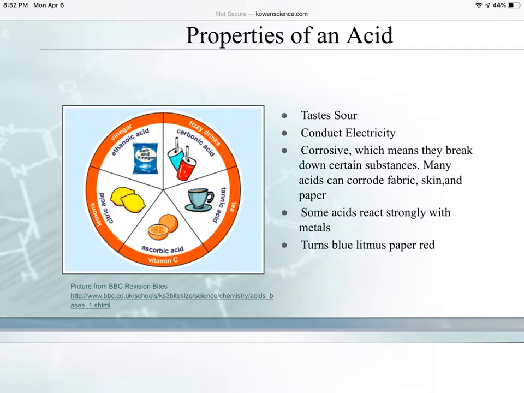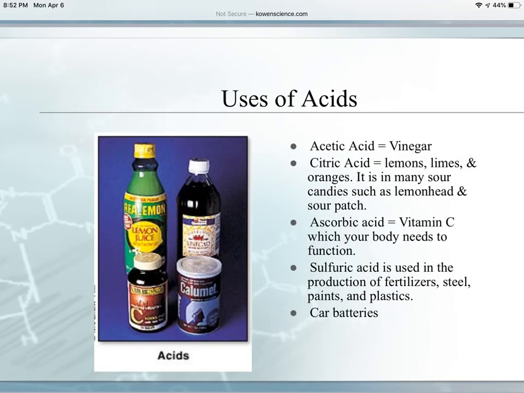Going back over again, acids are sour tasting. They're good conductors of electricity. They're corrosive. They react strongly with metals, and they turn litmus paper red. So some areas that you would see acids.